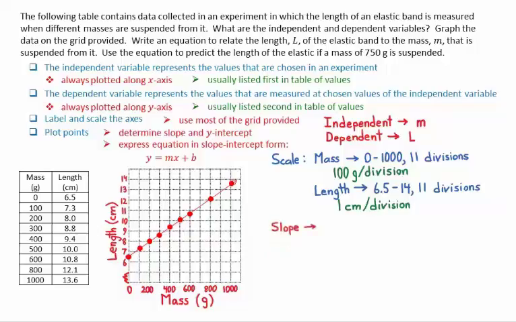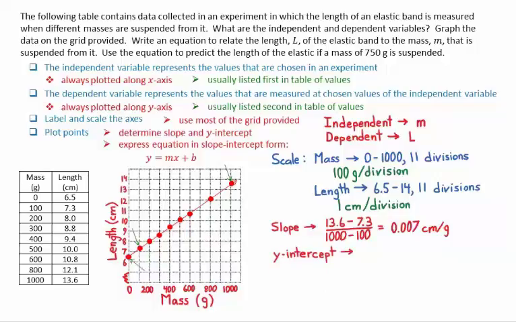We can then figure out the slope. To do this, we need 2 points on the graph. Let's pick this point and this point. Recall that slope is equal to the change in the y-coordinates, 13.6 minus 7.3, divided by the change in the x-coordinates, 1000 minus 100. This gives a result of 0.007 centimeters per gram.